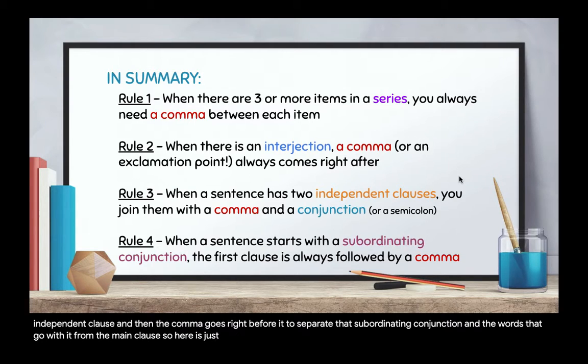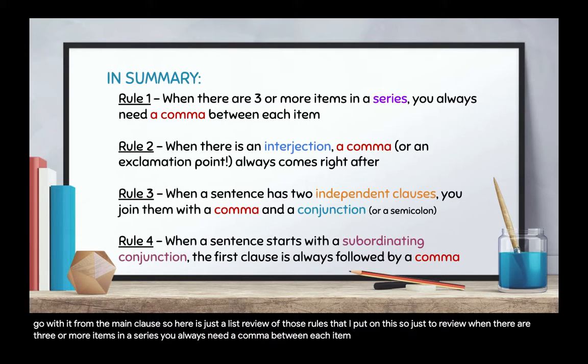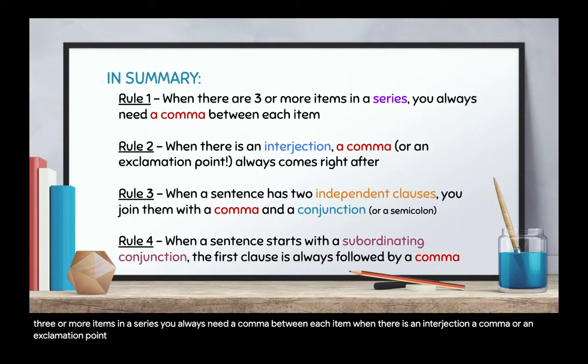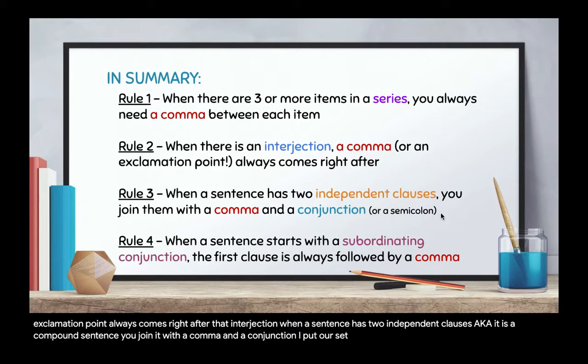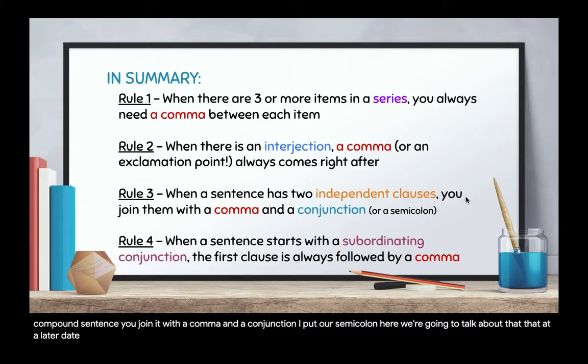So here is just a list review of those rules that I put on the scrolls. Just to review, when there are three or more items in a series, you always need a comma between each item. When there is an interjection, a comma or an exclamation point always comes right after that interjection. When a sentence has two independent clauses, aka it is a compound sentence, you join it with a comma and a conjunction. I put "or a semicolon" here. We're going to talk about that at a later date.